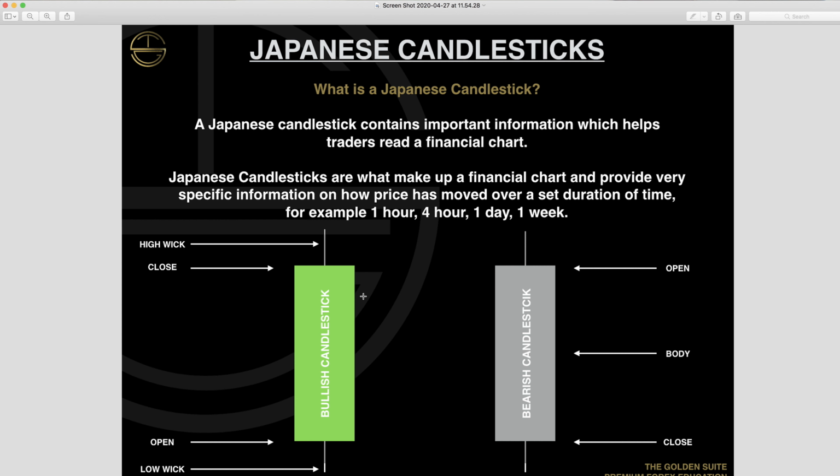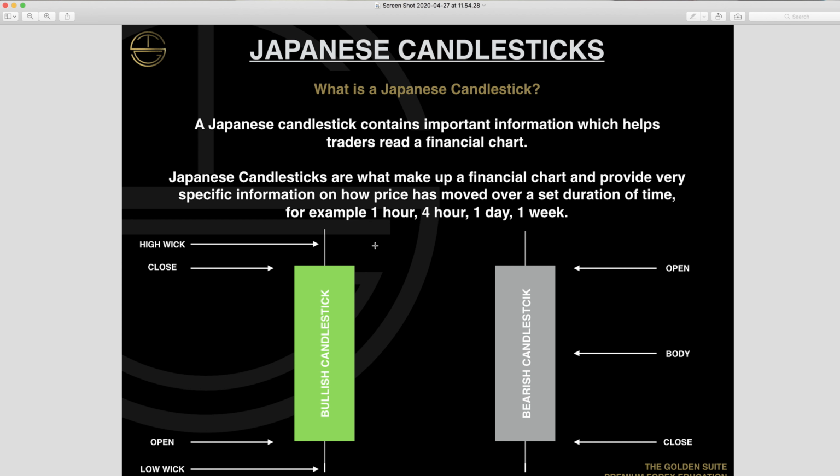So for example, if I was on a 1 hour chart, this candlestick here would represent 1 hour of information, if price went up, down, or stayed the same, so it was a neutral candle. This candle is a bullish candle because price opened here on the hour, an hour later closed here. So price pushed up within that hour period. The highest that price went is the top of the wick, and the lowest that price went is the bottom of the wick.